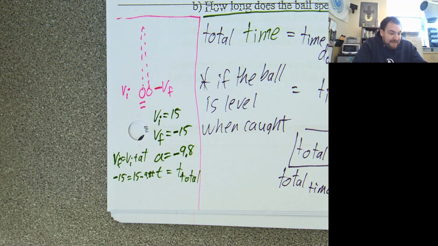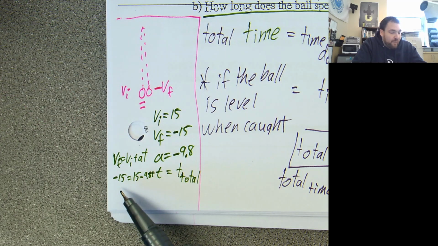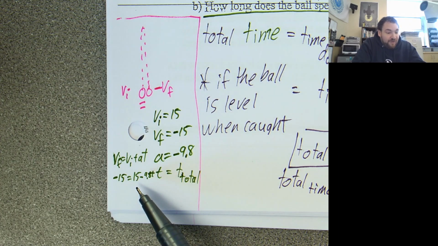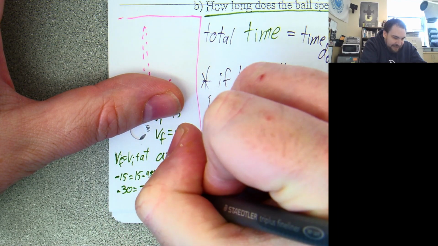Now, the mistake students make all the time here is that they're going to say that to get the t by itself, I want to bring this 15 over. To bring the 15 over, what do I have to do? I have to subtract it over. So the mistake I see all the time is, what is negative 15 minus 15? Students will say that that's 0. It's not. What's negative 15 minus 15? Not 30. Negative 30. So we're going to get negative 30 equals negative 9.8 t.